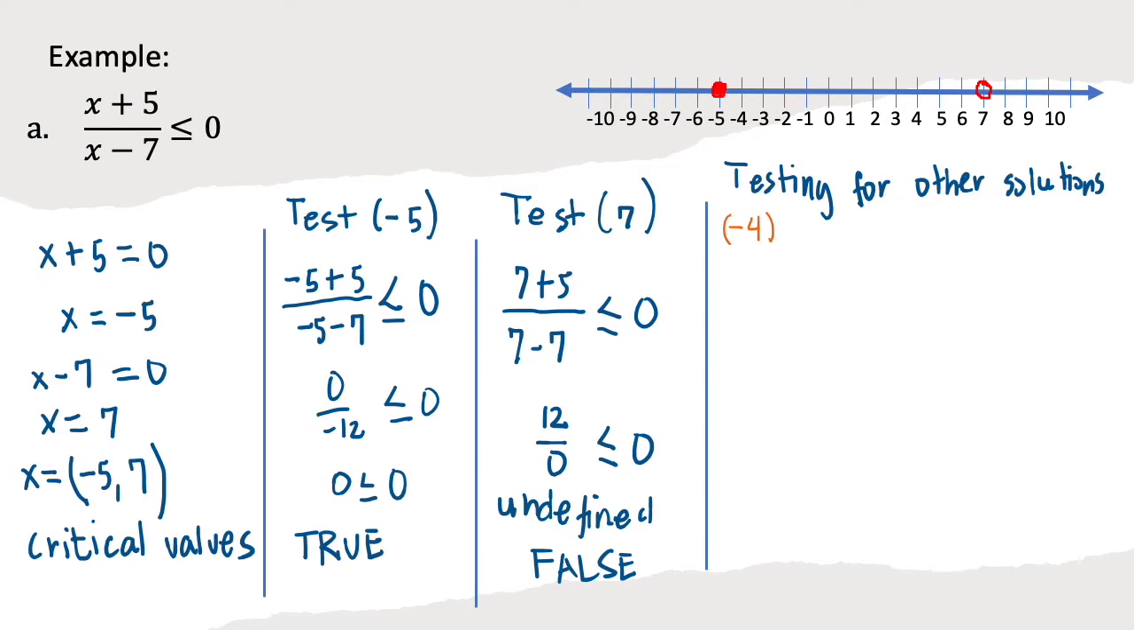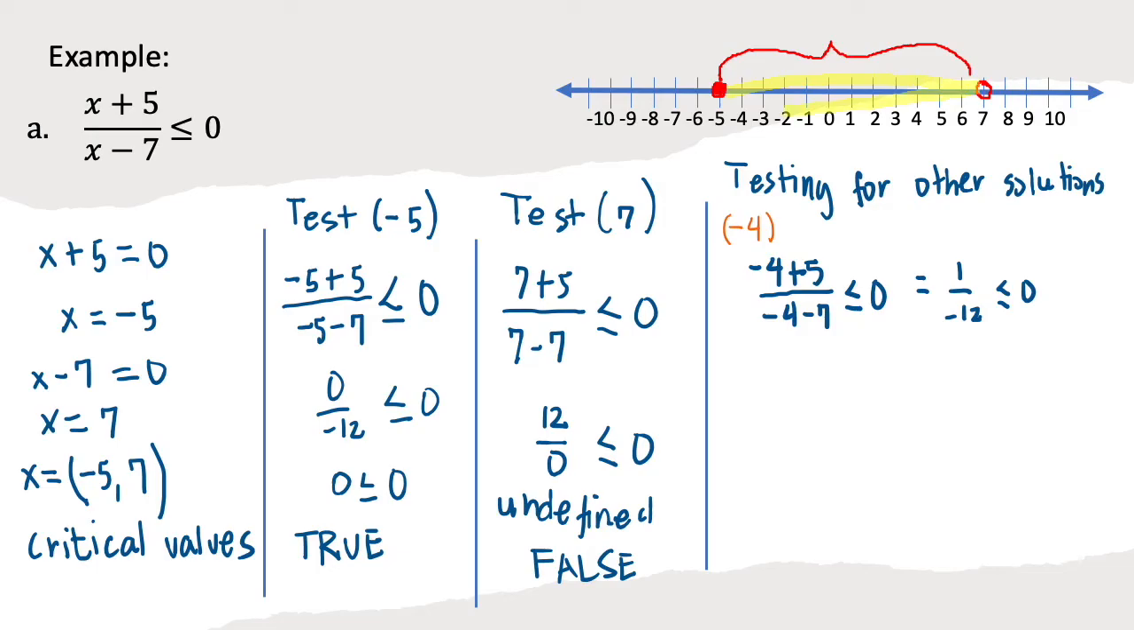This time around, we will use interval numbers. So let's say, for example, from negative 5 to positive 7. I am choosing negative 4 as my representation of this interval. You may pick any number that you want to test whether this interval is a solution. By testing, the result would be 1 over negative 12, or simply a negative number. A negative number is less than 0. Therefore, this is part of our solution. So let's mark this one.